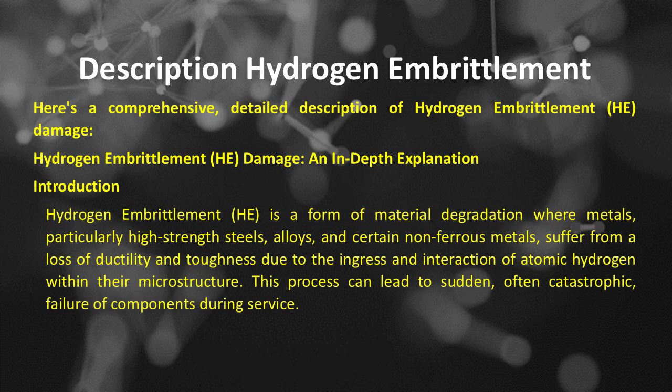Introduction. Hydrogen embrittlement is a form of material degradation where metals, particularly high-strength steels, alloys, and certain non-ferrous metals, suffer from a loss of ductility and toughness due to the ingress and interaction of atomic hydrogen within their microstructure. This process can lead to sudden, often catastrophic, failure of components during service.